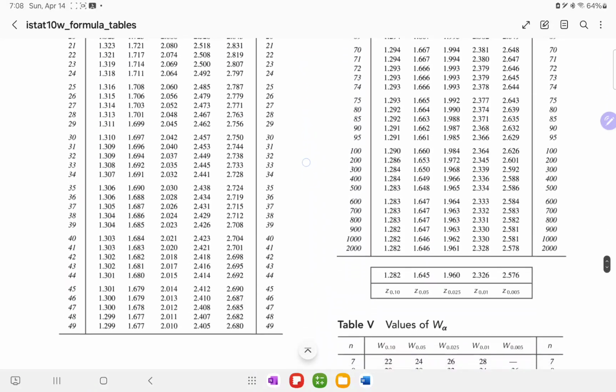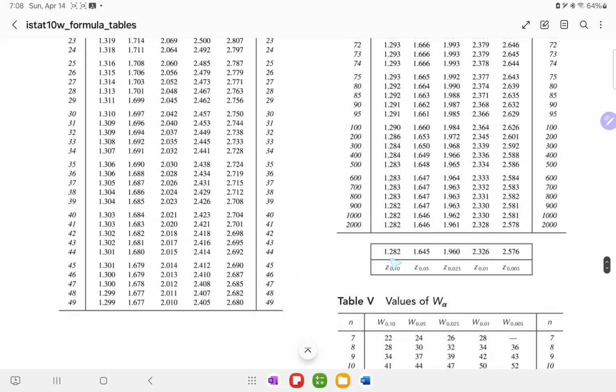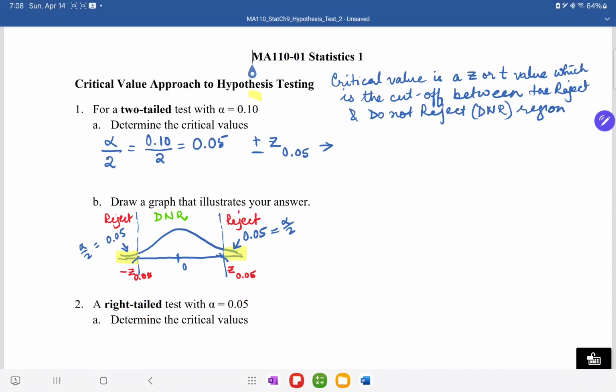So if you go down on the right hand side, there's a small concise table between table 4 and table 5, and this has special alpha values like 0.10, 0.05, 0.025, 0.01, and 0.005. So look up the z value for 0.05. It's 1.645. So that's going to be our z value.